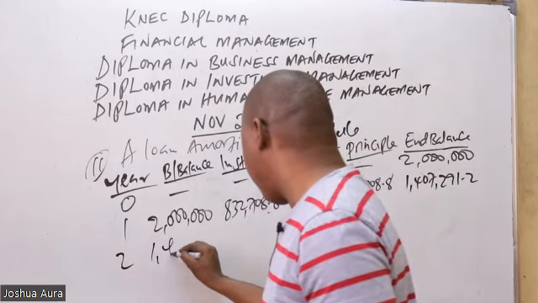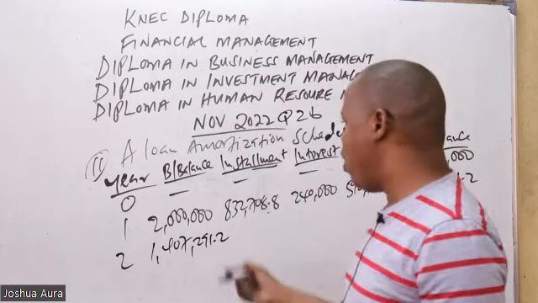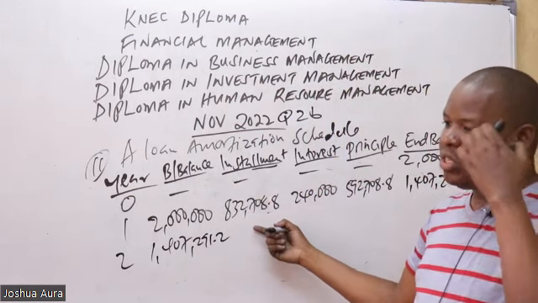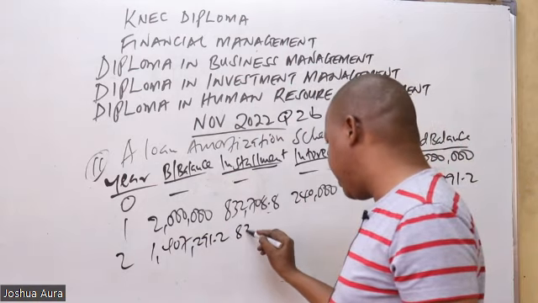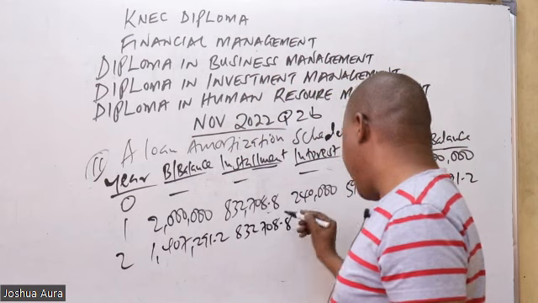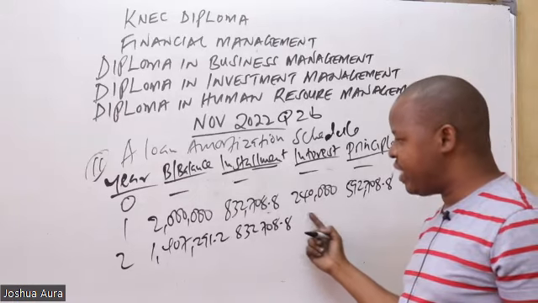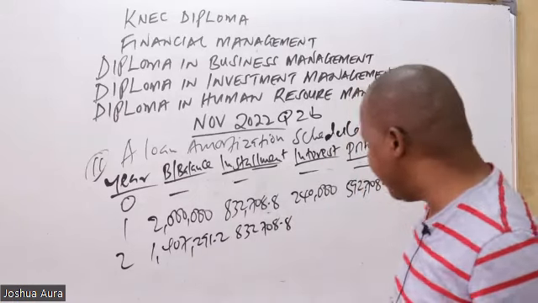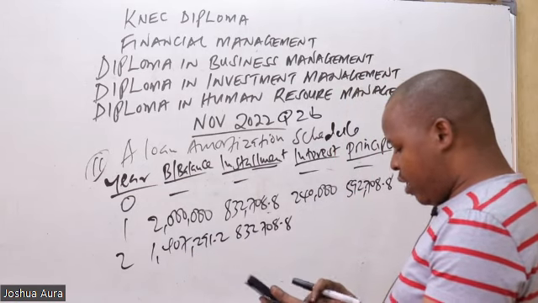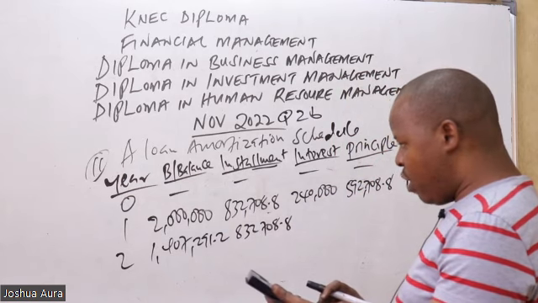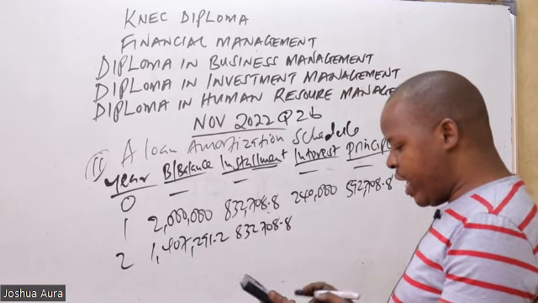So it will be 1,407,291.2. Installment will be the same. It won't change. So this one will be 832,708.8. Now interest, we take the rate times the beginning balance. So let us compute the interest for year 2. We will take 12% times the beginning balance for year 2, 1,407,291.2.